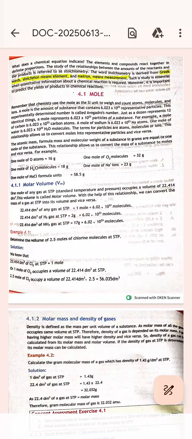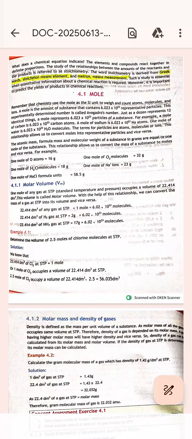So today we are going to start chapter 4, that is stoichiometry. So what does a chemical reaction equation indicate? The elements and compounds react together in definite proportions. The study of the relationships between the amounts of the reactants and the products. So it's basically the study of the relationship that exists between the reactants and the products, and it is referred to as stoichiometry.